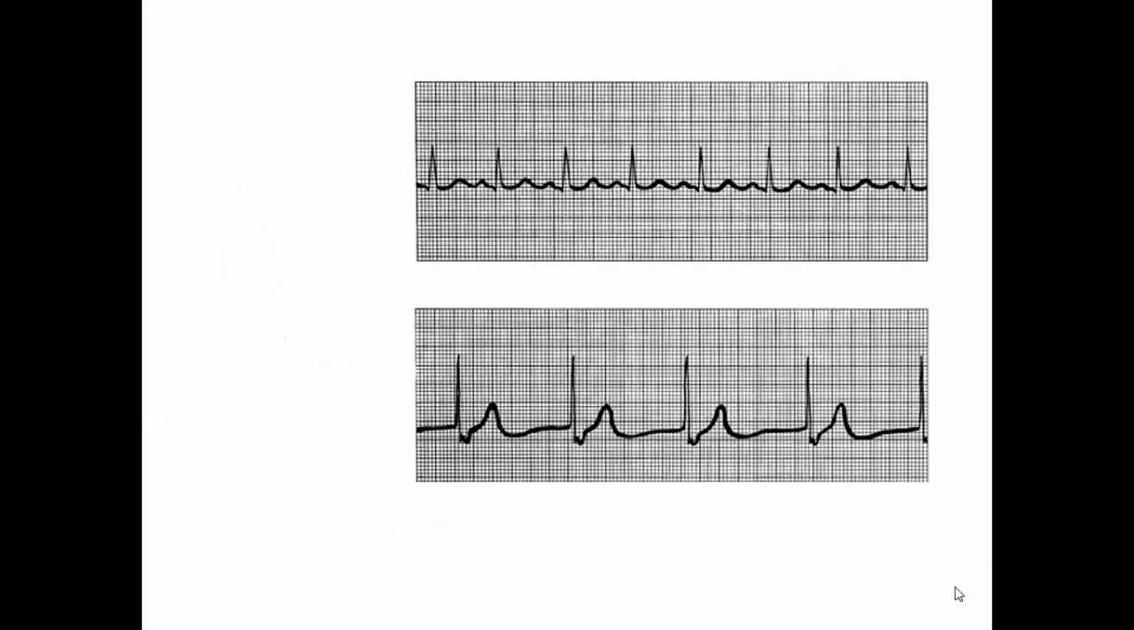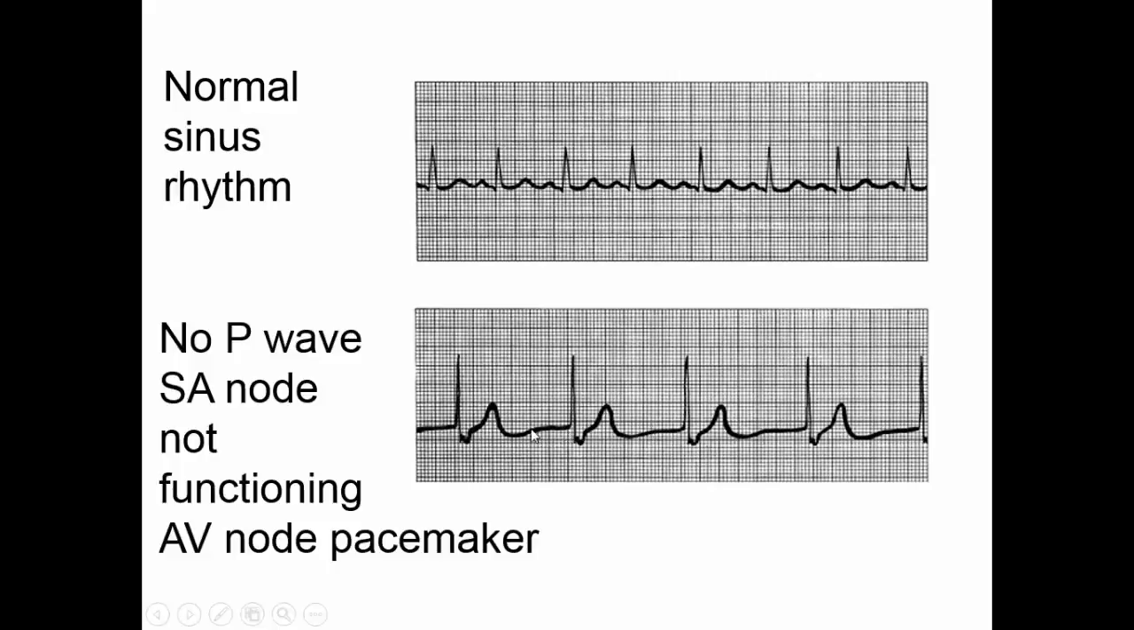Here we have a couple of EKG tracings. This top one is a normal sinus rhythm. We see PQRST, PQRST going along very normally and at a pretty consistent rate. This one looks a little unusual. Something is missing. Here we don't have a P wave. We have the QRS and the T wave, but then no P wave.